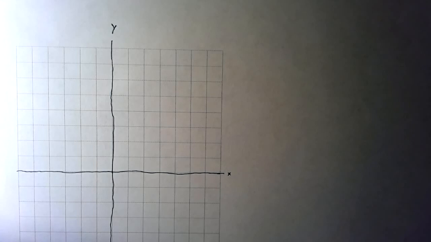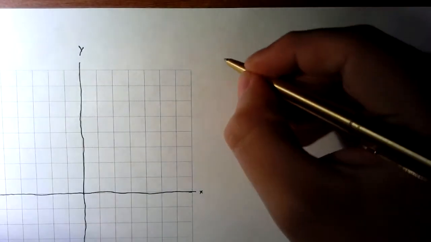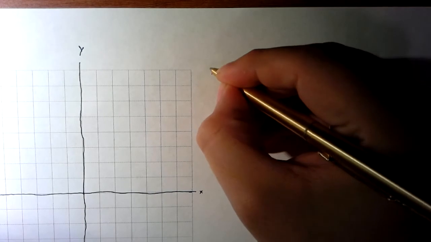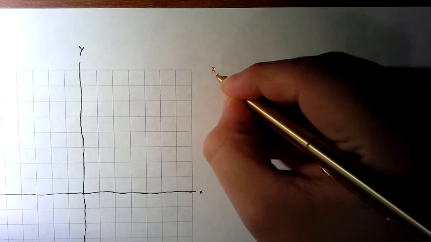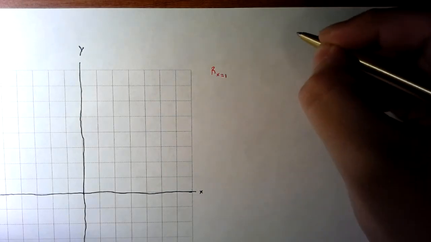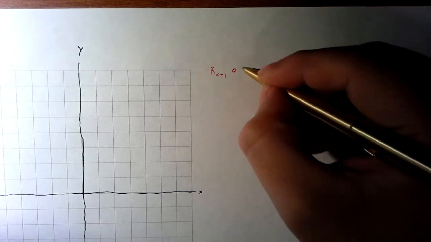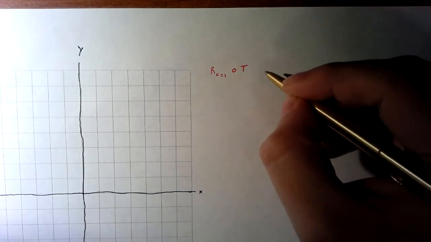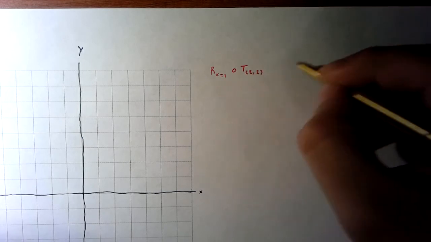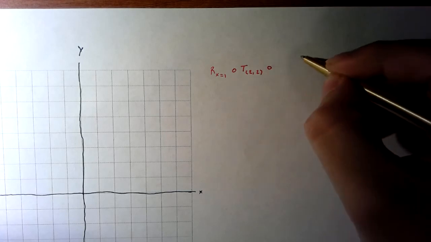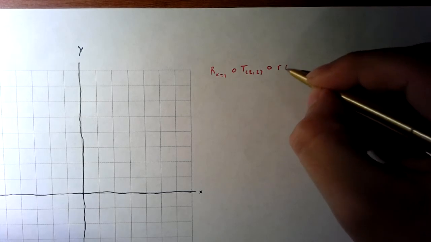Alright, so let's go ahead and look at number 3. I'm going to start out by writing the transformation. It's a reflection across the line x equals 1, and then composed with a translation of 2 units to the right and 2 units up, and then composed with a rotation of negative 90 degrees.